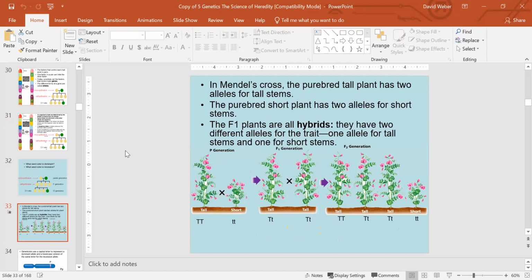Okay, here we go. The last one is the most important because it talks about the actual definition. In Mendel's cross, the purebred tall plant had two alleles for tall stems. The purebred short plant had two alleles for short stems. F1 plants are the hybrids. They had two different alleles for the trait: one allele for tall and one allele for short. So you need to write the last one for sure, because hybrid means that you have two different alleles. Pause the video until you're done.